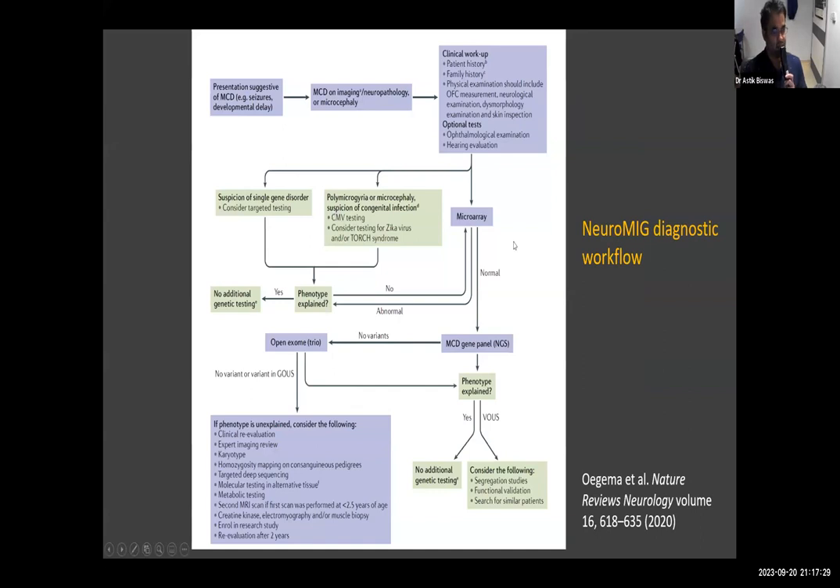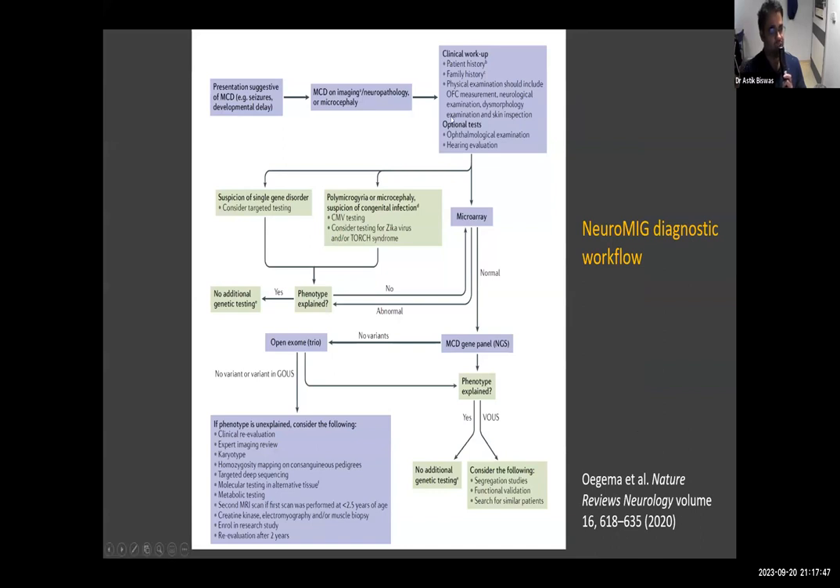This is a really nice diagnostic workflow from this paper in 2020. I'll not go into too much detail for that. Do refer to this paper. It's a very well-written paper with a lot of practical tips.